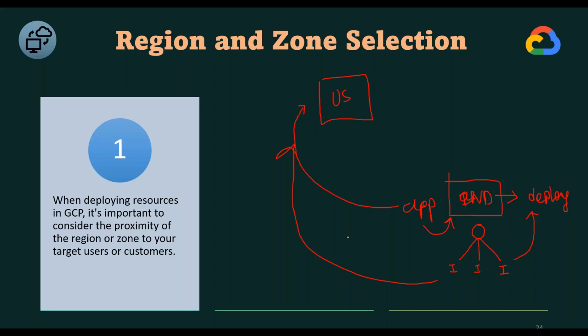So the very important thing is that whenever you are deploying resources, look at your target customers. Where are your target customers? If your target customers are in India, deploy your application near that particular location. If your users are in the US, try to deploy your application near your US target customers. That is how you have to deploy. This is one more important point whenever you are selecting a region or zone. So that is clear, I believe.